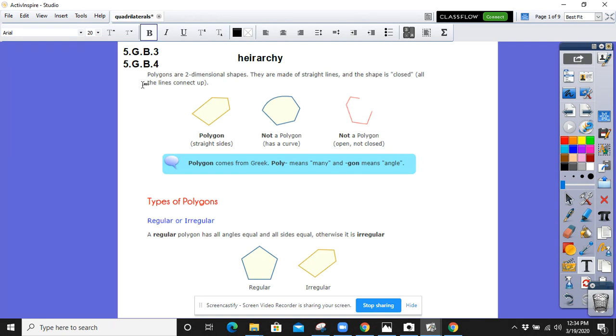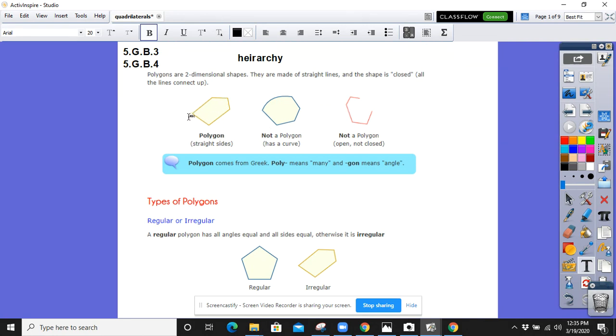And so we're going to talk about the top parent or grandparent of all of these shapes that we're going to be focused on, and that is polygon. If you see right here, it says polygon comes from a Greek word. The prefix poly means many, and gon, G-O-N, means angle. So it says polygons are two-dimensional shapes. They are made of straight lines, and the shape is closed. So you can see some examples.